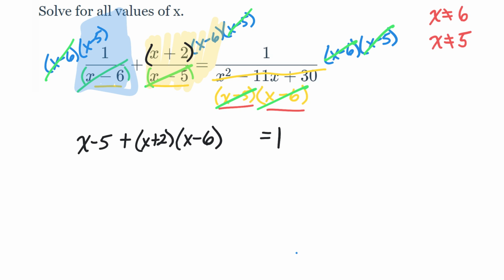Since the numerator was a binomial and it's being multiplied times a binomial, we've got to have both of those in parentheses, and we're about to have distribution. Let's go ahead and take care of that distribution. X times x, of course, is x squared. X times negative 6, negative 6x. 2 times x, positive 2x. And 2 times negative 6 is negative 12.